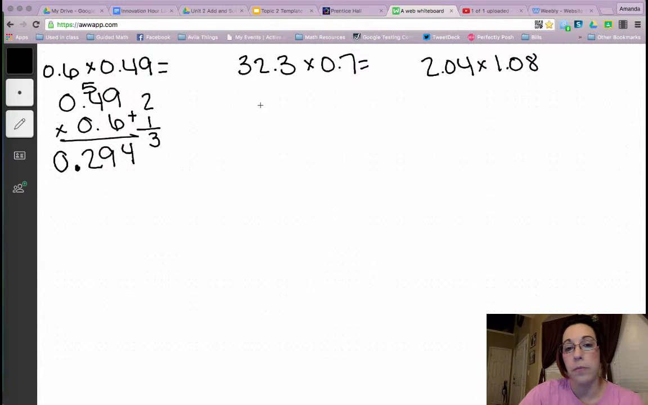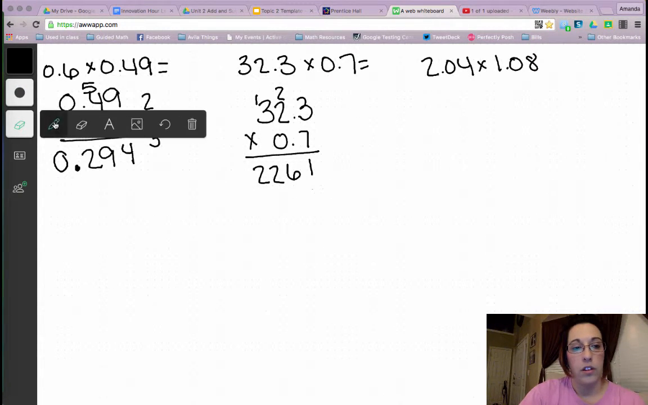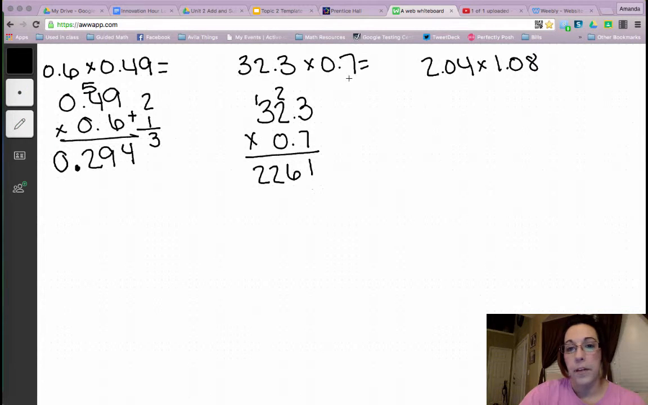Let's look at this next problem. 32 and 3 tenths times 7 tenths. 3 times 7 is 21. 14 plus 2 is 16. 21 again plus 1 is 22. Oops, don't need a line there. Count our decimals. 1 plus 1 is 2, over 2 spaces and put a decimal.